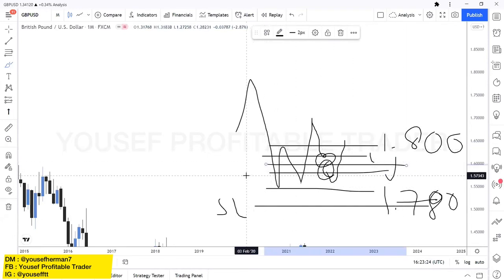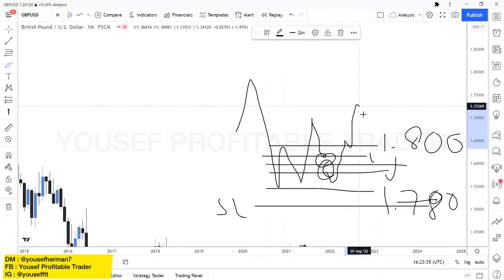Let's say you made more than 3 entries, then you can take partial profit and then set break even, so that when it goes even higher, you can make more profit.